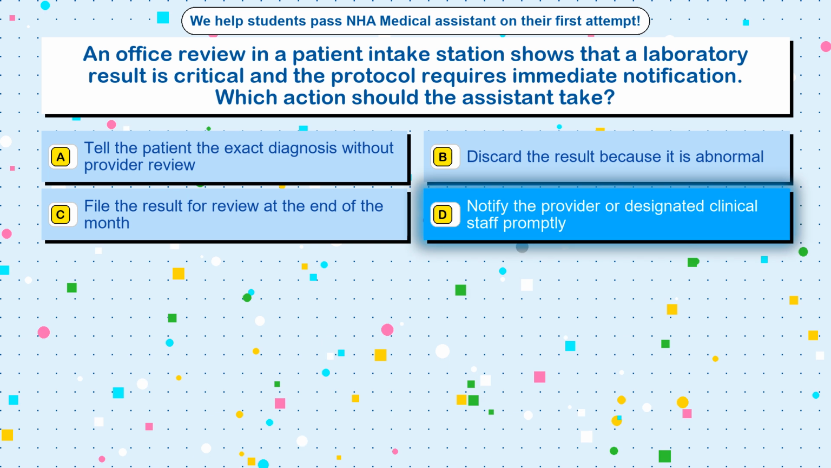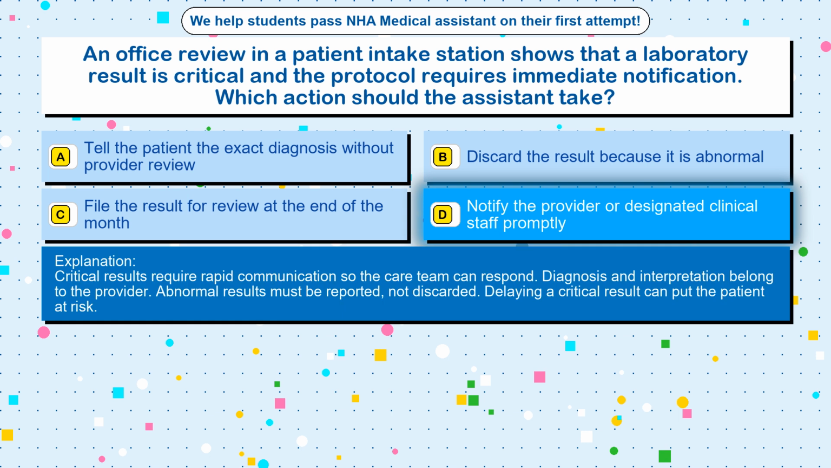The correct answer is option D, notify the provider or designated clinical staff promptly. Critical results require rapid communication so the care team can respond. Diagnosis and interpretation belong to the provider. Abnormal results must be reported, not discarded. Delaying a critical result can put the patient at risk.